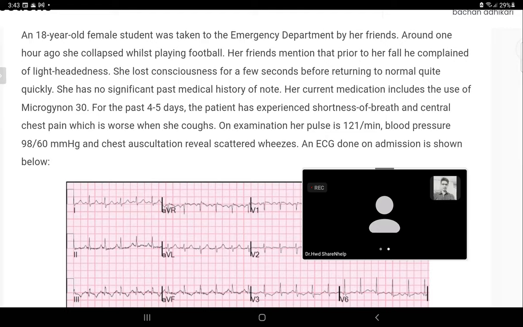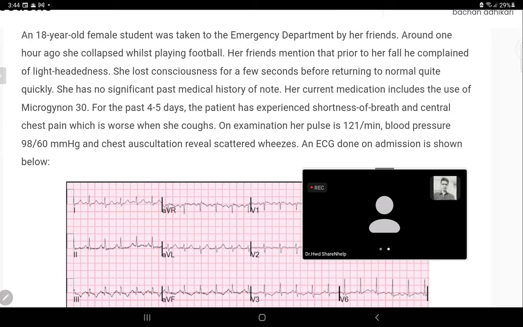Vasovagal. All right. So this person is 18-year-old. She has been playing football. She collapsed, and after a few minutes, she went back to normal. Her current medication includes Microgynon 30, right? She has experienced shortness of breath, central chest pain, and she is 18 years old. Very important: worse when she coughs. All right? Worse when she coughs.